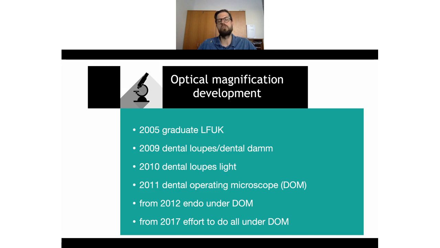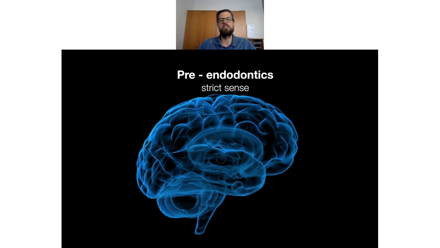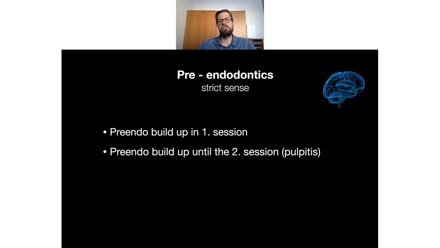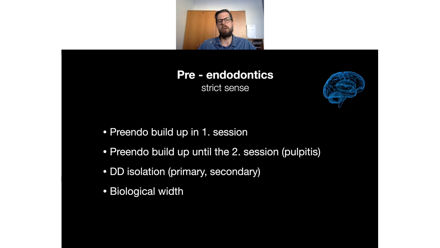So let's go to pre-endodontics in the strict sense, as you maybe imagine this will be all about this. It's the pre-endo buildup in the first session. This is normal, but in many situations we must do the pre-endo buildup in the second session, because for example a patient is coming with pulpitis and is in pain, so we don't have the time to do the pre-endo in the first session. Also here is the problem with dental dam isolation, the primary and the secondary, and also the problem with the biological width. We will look at some cases.